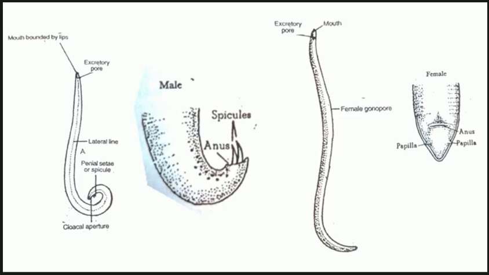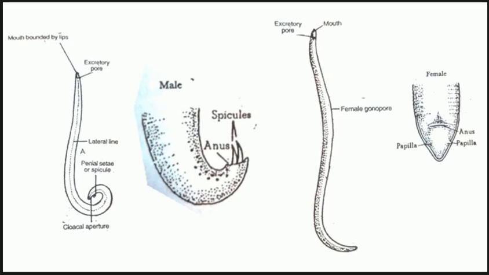In that we have seen the male is smaller than the female. In general characteristics, we have seen both have tapering ends, mouth parts, and excretory parts present. Along with that, males have spicules towards the anus, and females have a female gonopore, as well as the lateral line, and other than that the papillae are also present. So these were the morphological characteristics that we saw in the previous lecture.